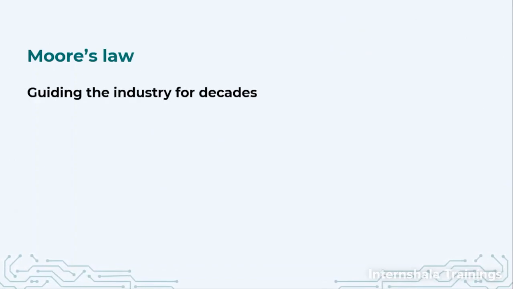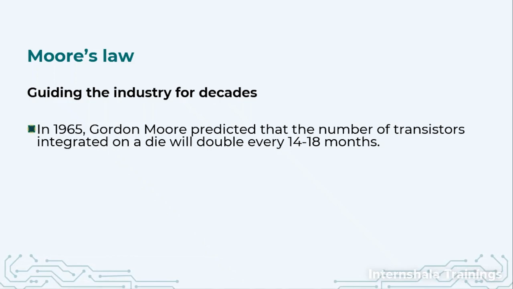This law has been guiding the industry for decades, that how this industry will grow. In 1965, Gordon Moore said that in every 14 to 18 months, the number of transistors that we integrate on a single chip will double. So in around 3 years, we will be able to put together 4 times the number of transistors. In another 3 years, another 4 times, so total 16 times. So he predicted an exponential growth for the VLSI industry.